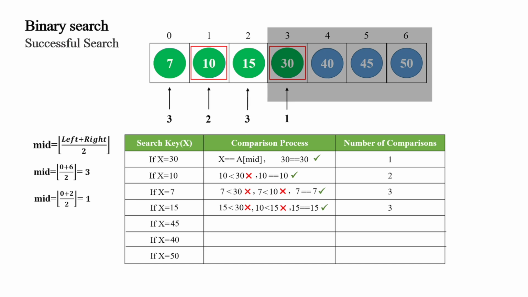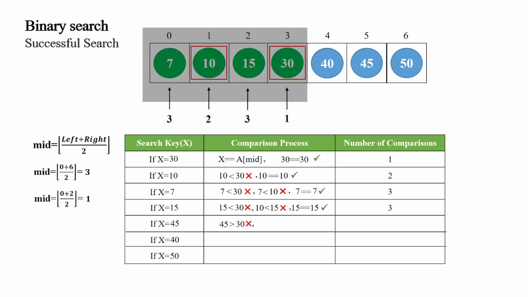Now, let's try x equals 45. Middle of full array equals index 3, element equals 30. 45 is greater than 30, so we move to the second half of the array, which is from index 4 to 6. Now we need to find the middle of this second half. We take the first index of this half, 4, and the last index, 6, add them together, and divide by 2. That gives us 5. So the middle element of the second half is at index 5, which is 45. Compare x equals 45 with this middle element. Equal. Found it with 2 comparisons.